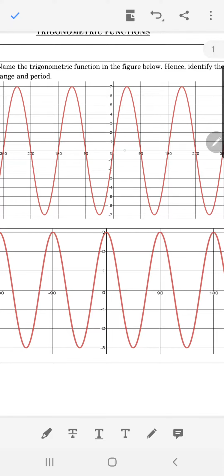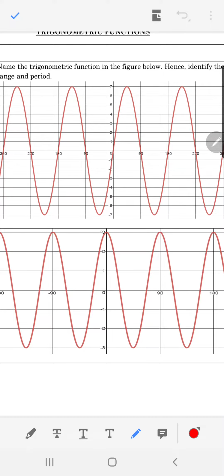Okay, one graph started at the origin. One graph started at the 3. So for the graph that started at the origin, this will be your sin graph. For the graph that starts at any point other than the origin, that will be your cos graph. And then the range is 7 and negative 7, and this is 3 and negative 3.